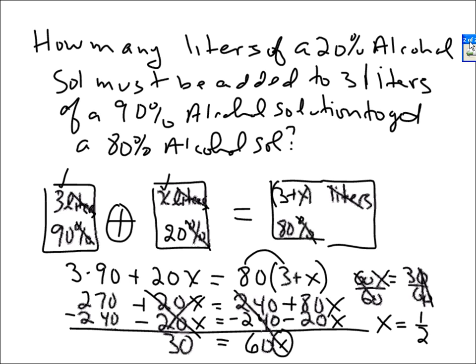Okay, that just sounds not correct to me, so let me look at my arithmetic. 60X is 30, half. Okay, so that's that one. Let's try another one that's very similar. They're all kind of the same. Get the boxes together, multiply the numbers in the boxes, and then solve the equation.